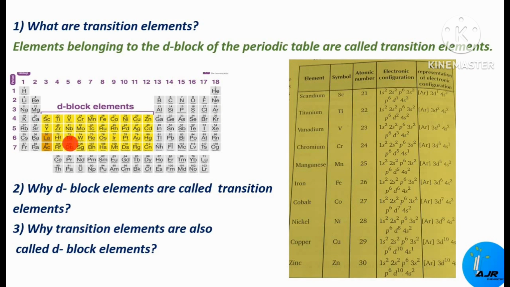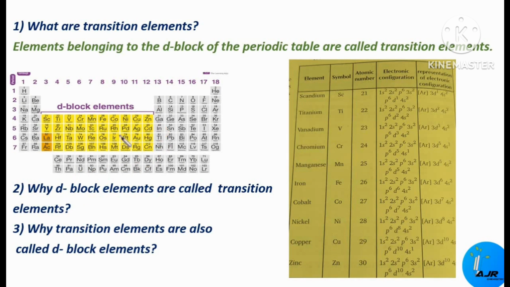See here, the elements which are shown in yellow color, these are D block elements, and these D block elements are otherwise called as transition elements. Okay. See now, why D block elements are called as transition elements? Actually, if this is the periodic table.